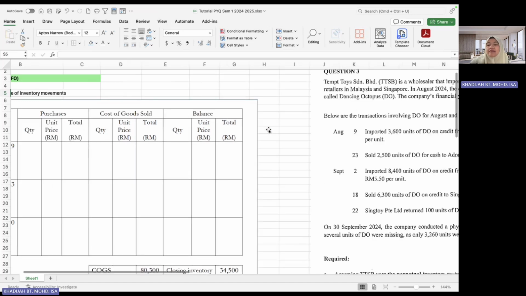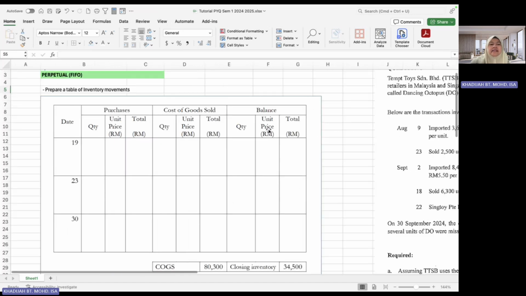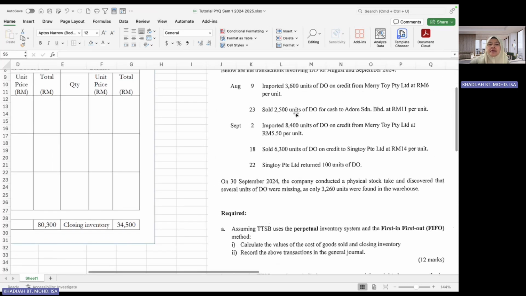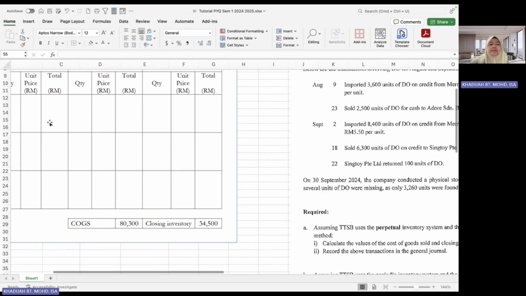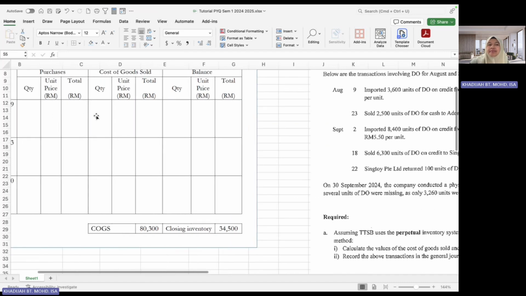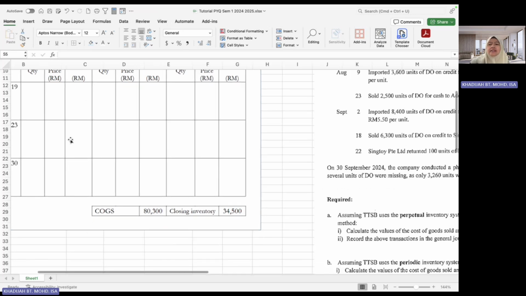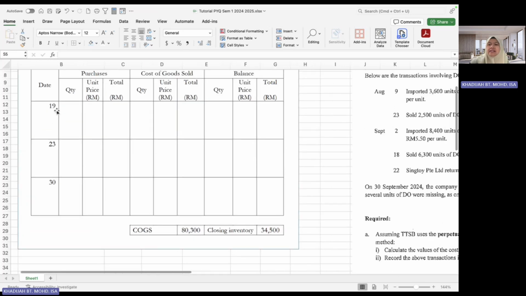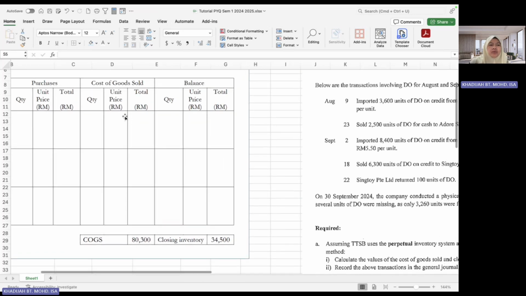So using FIFO, in this case there's no opening balance. You are going to record the movement of the inventory based on the information provided in the question. For example, first under purchases, you have imported 3,600 units and each one costs you 6 ringgit per unit. Then on the 23rd of August, you sell, so that will be under cost of goods sold. How many units? 2,500 units.